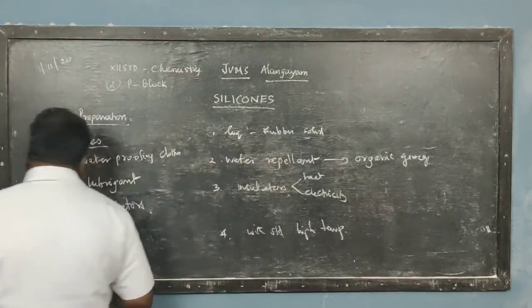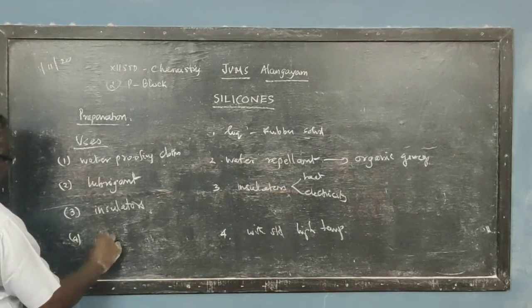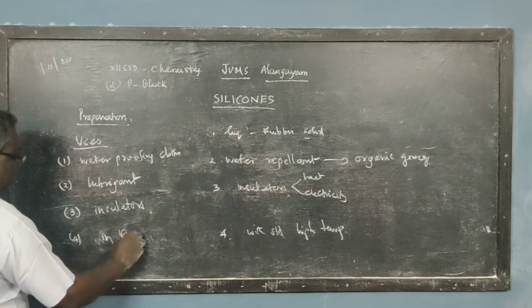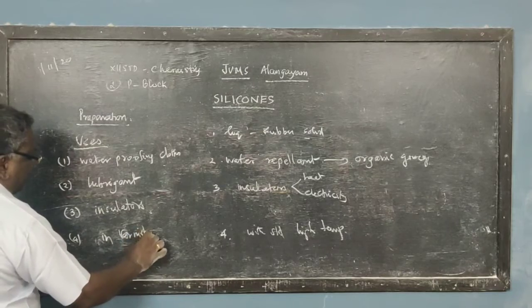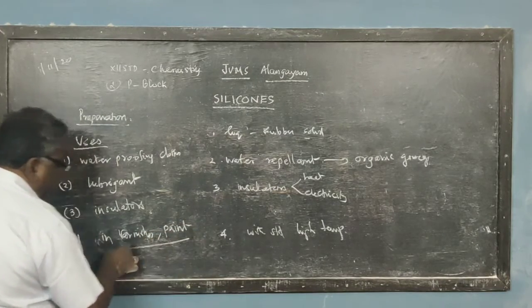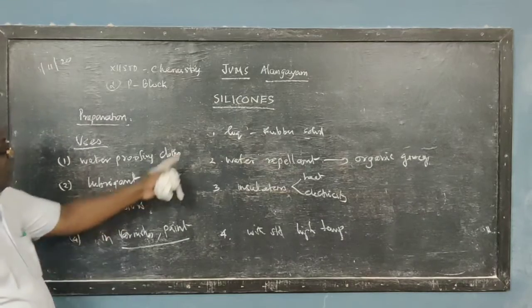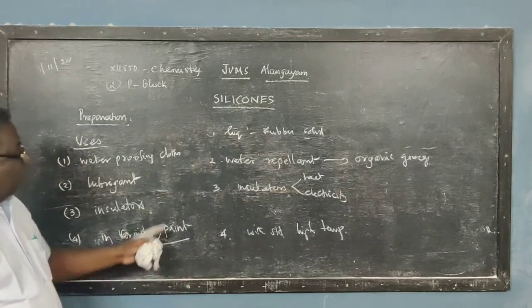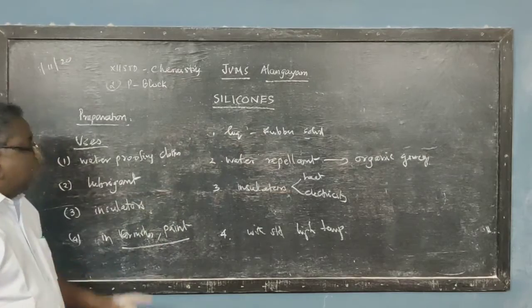And then these silicones are used in varnishes and paints. Varnish and paint, they will mix silicones in these because it will withstand the heat.